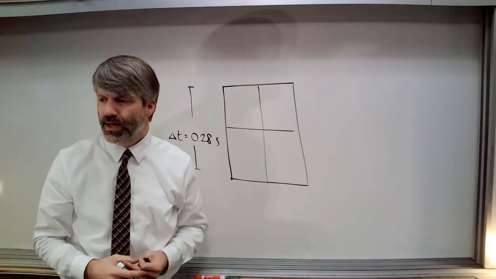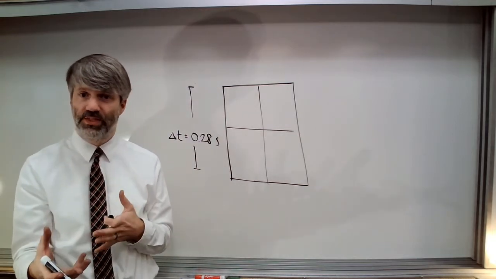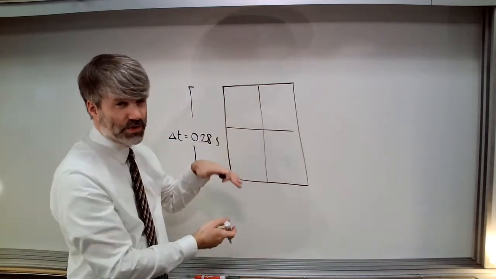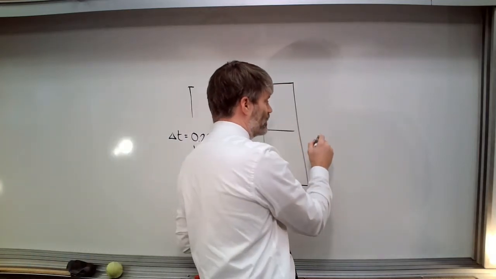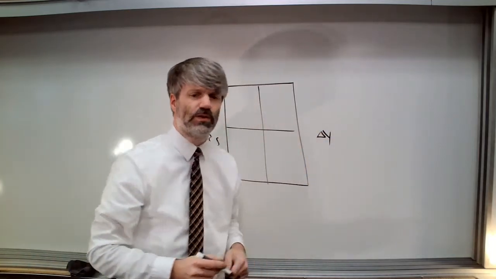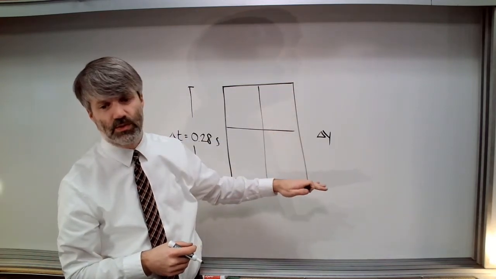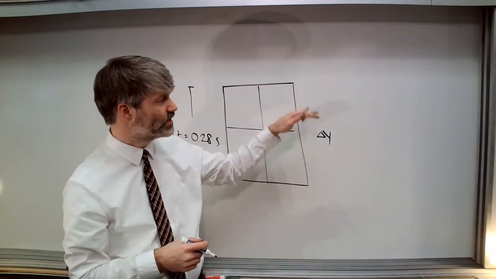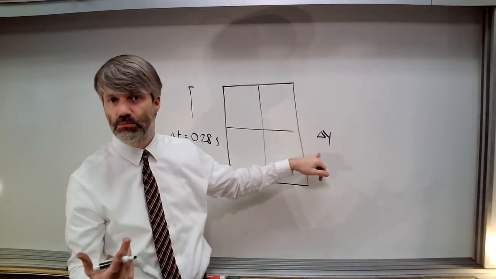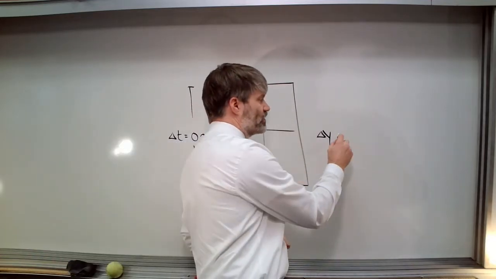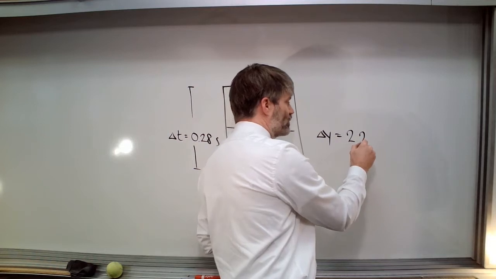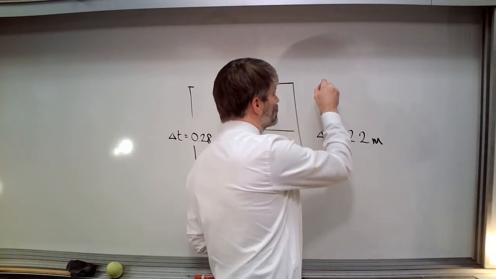Okay? We know what that is. The window is 2.2 meters tall. So we're going to call this one delta y, because we don't know an initial y position or a final position. But we know if we subtract the two, we get the change in position there. So that is going to be 2.2 meters.